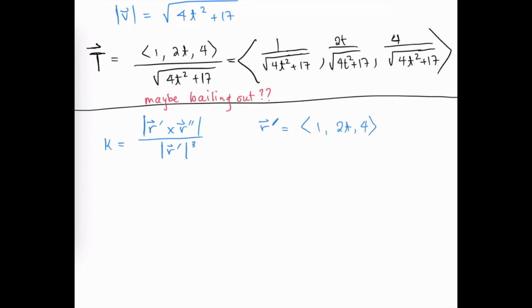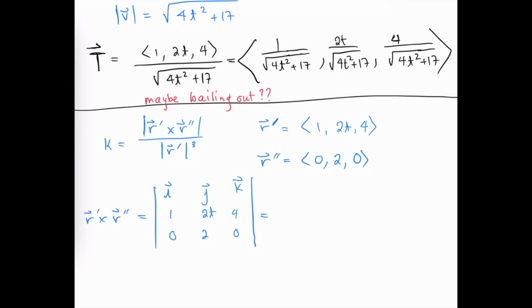So we've already found the first derivative. It was 1, 2t, and 4. Finding the second derivative is a piece of cake here. The derivative of 1 is 0, the derivative of 2t is 2, the derivative of 4 is 0. And this doesn't look too complicated, so that when I take the cross product of the first derivative and the second derivative, we have i, j, k, 1, 2t, 4, 0, 2, 0.